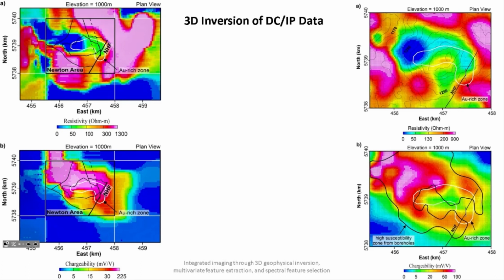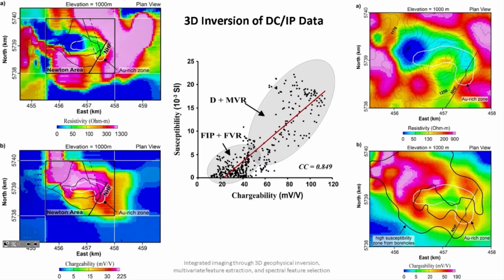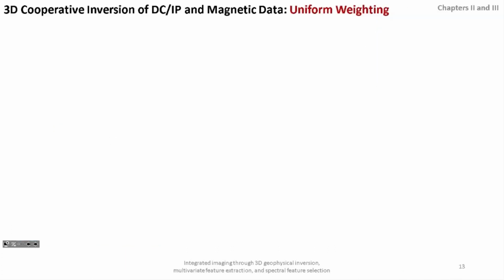The recovered chargeabilities also exhibit a link with susceptibilities. Felsic to intermediate porphyritic intrusions and felsic volcanic rocks show low chargeabilities and susceptibilities, and mafic volcanic rocks and dioritic intrusions show high chargeabilities and high susceptibilities. This relationship suggests that we can use IP chargeability to constrain the magnetic inversion to increase the accuracy of the magnetic susceptibility model.